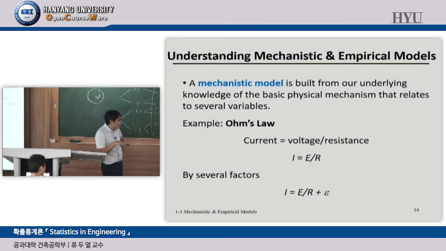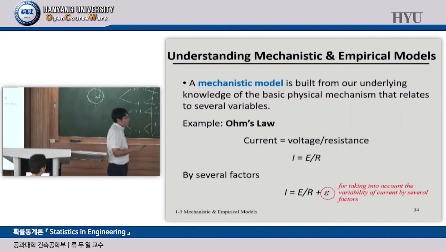That means even though we can use this equation, we cannot obtain the exact value of the current. So we always have to consider the variability. In this case, we can simply add epsilon to take into account the variability of current caused by several factors. So the mechanistic model, as you can see here, is based on the physical law and the physical mechanism or mathematical knowledge.